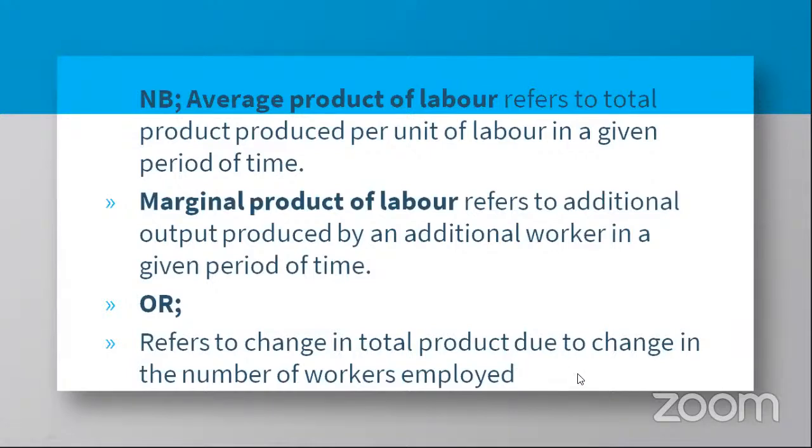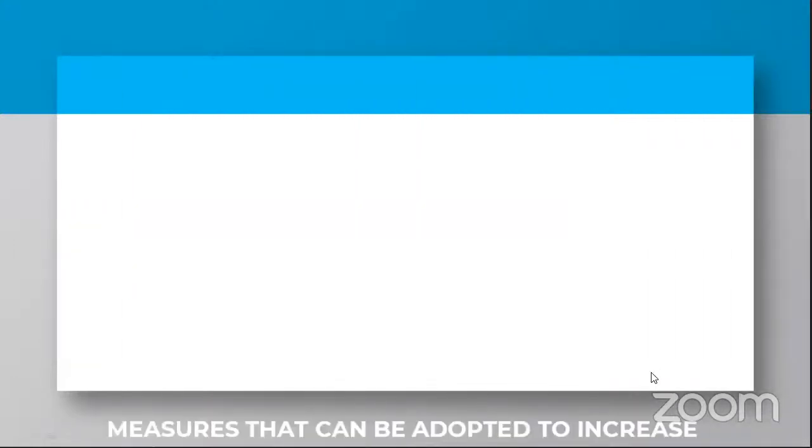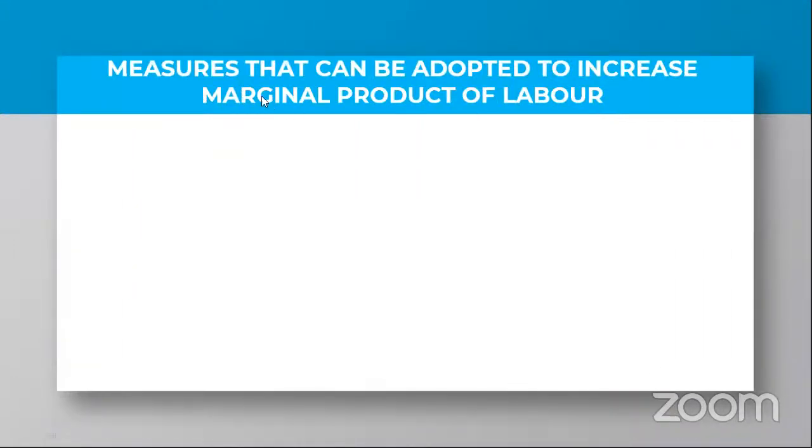Now, this one is leading us to the next topic. The reason why I've brought it back is because we are still looking at the marginal product of labor. So we are going to pick up from there. So now we want to look at measures that can be adopted to increase marginal product of labor. That subheading you see there is biased. We are talking about the measures that you can take to increase the marginal product of labor.